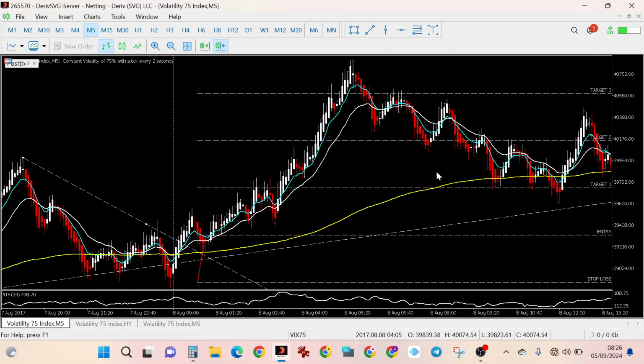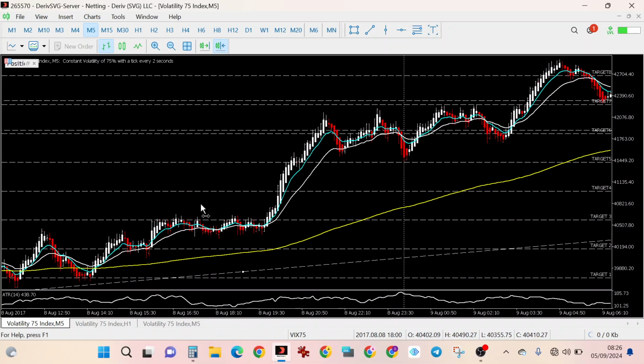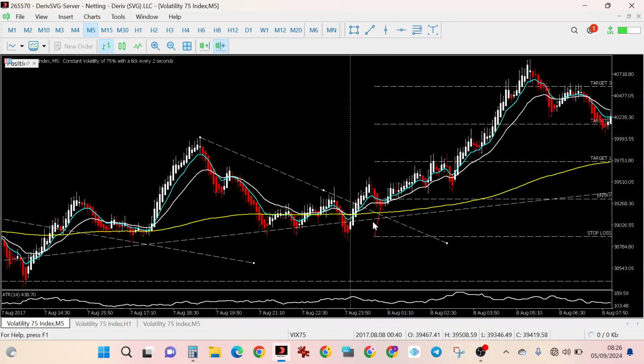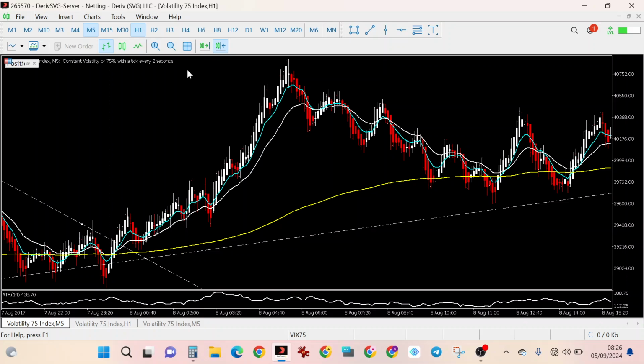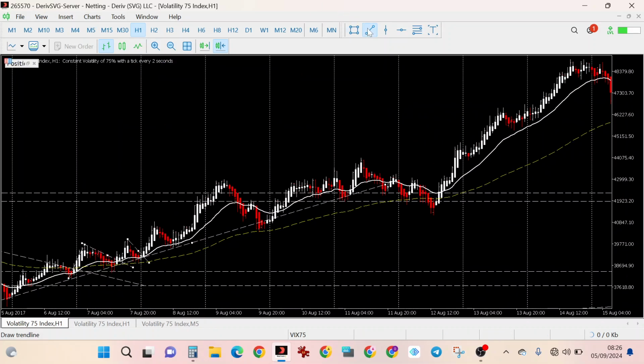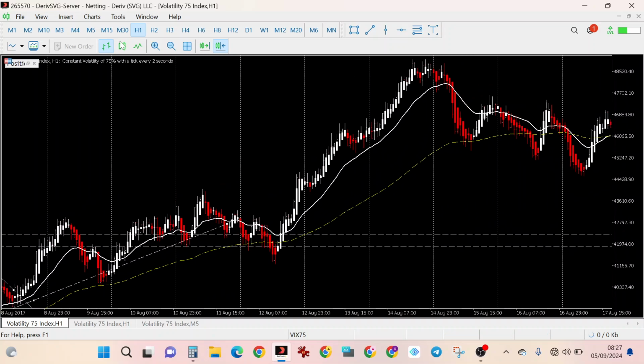stop loss below. You see right there, at least 5 times the risk. So another pullback on the 1-hourly chart. Take your entry on M5.